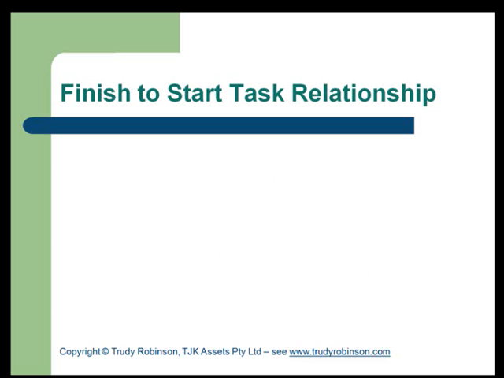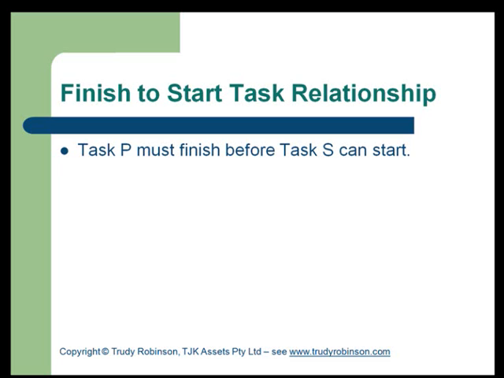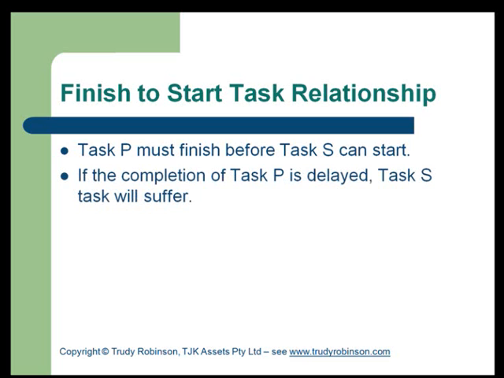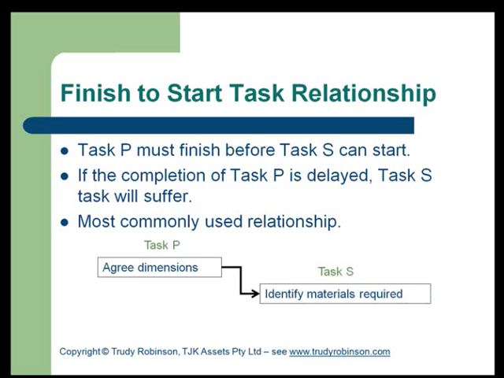There are 4 different types of relationships that are recognised in project management. The first and the most commonly used one is a finish to start relationship. In this case, the predecessor must finish before the successor can start. If the predecessor is delayed, the successor task will suffer. And as I said, it is the most commonly used relationship. So in this case, materials cannot be identified until all dimensions have been finalised. So the predecessor is agree and finalise the dimensions, and that has to complete before the identification and ordering of materials will be undertaken.